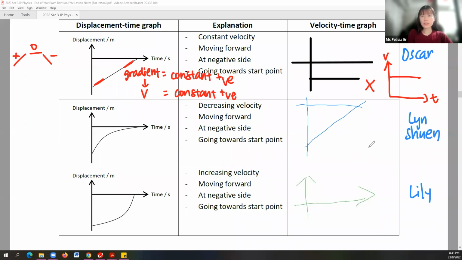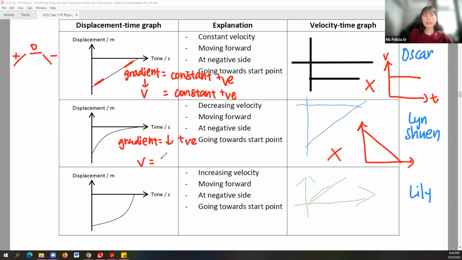For the next one over here, Lin Xuan's answer is not correct also. So the correct answer should be this instead. Because for this case, if you look at the gradient again, it is actually a decreasing gradient, right? Can you tell it became more and more gentle until it becomes 0, decreasing? And then this upward. Upward is positive gradient. So it's positive. And the gradient of a displacement time graph tells you the velocity. So that means my velocity is positive, decreasing. Then it must be a positive value, and it's decreasing to 0. So this is then the answer. Lily's answer is good.